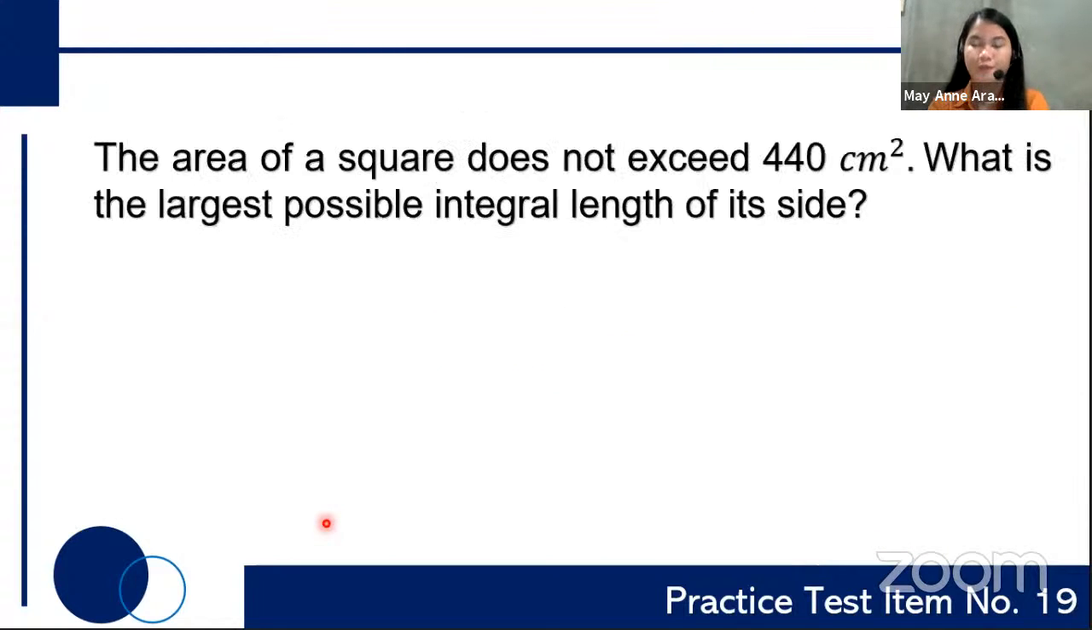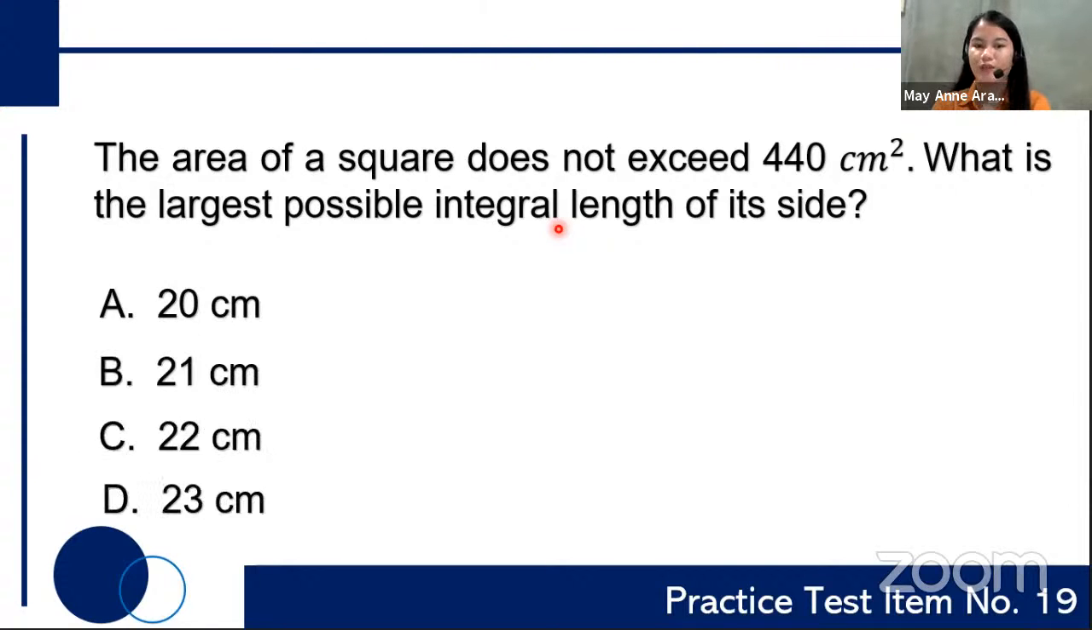So, yun lang yung process sa pag-mix, mixture problem. Okay, next. The area of a square does not exceed 440 square centimeters. So, what is the largest possible integral length of each side? Okay, these are the solutions. So, naka-base sa options sa inyong answer.